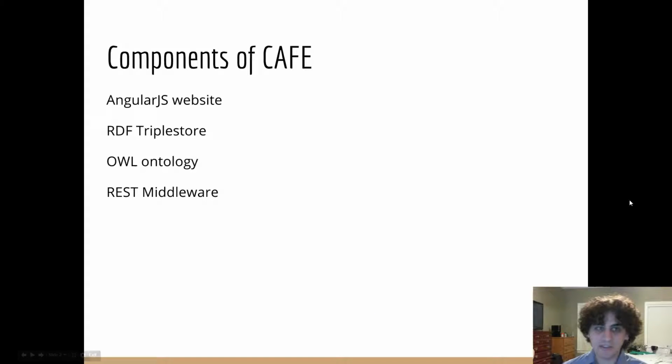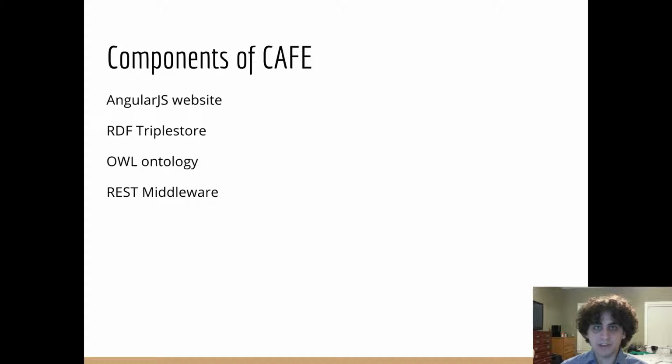The Cafe project consists of 4 major components. First is the actual website itself, which will be written in AngularJS, which is a JavaScript framework. Then we have the 2 semantic web technology pieces, which is an RDF triple store, where we'll keep the data, and then the ontology written in the web ontology language, OWL, which is where sort of the lion's share of the work of Cafe will go.